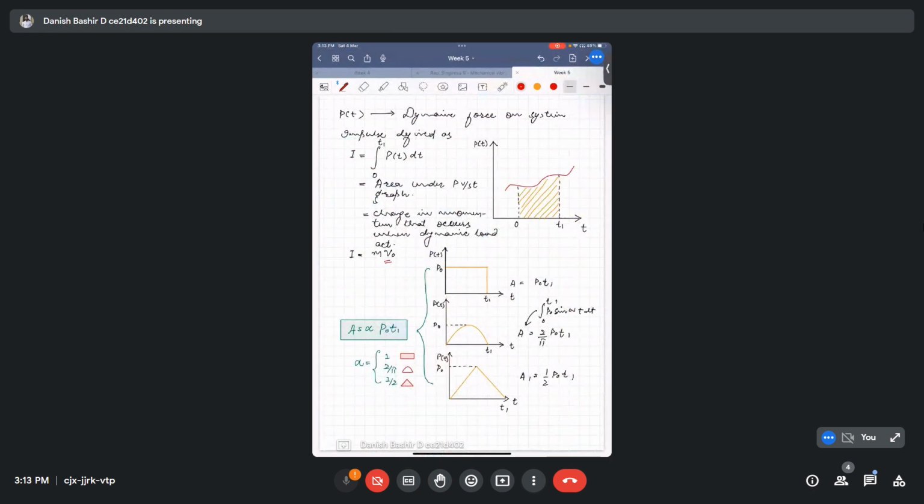So we can write I is equal to m v naught, and I is actually the area, which I wrote as alpha P naught t1. Alpha times P naught t1 is equal to m v naught. So the initial velocity v naught is equal to alpha P naught t1 upon m.